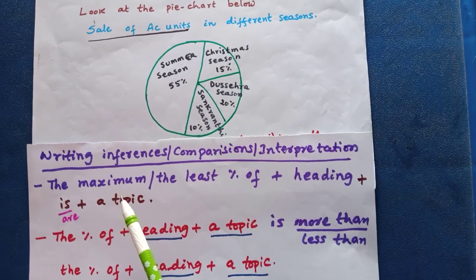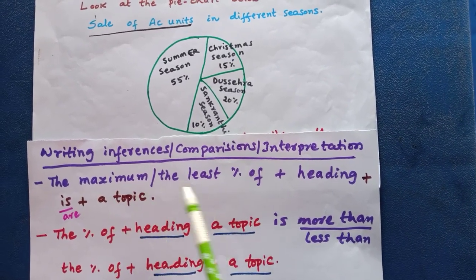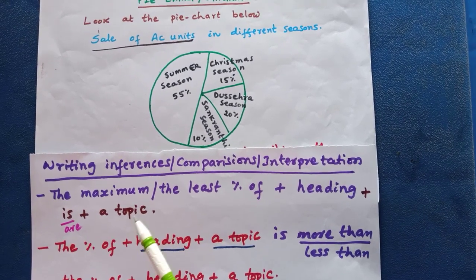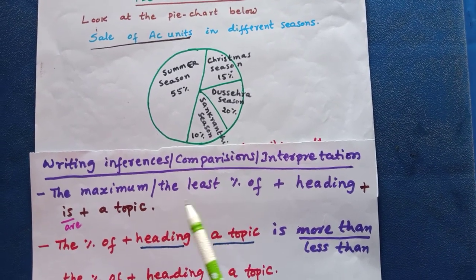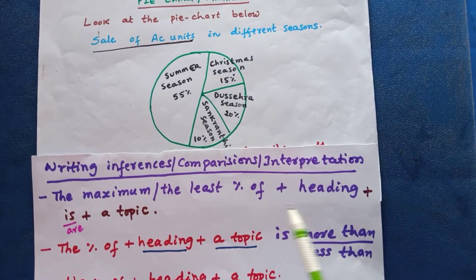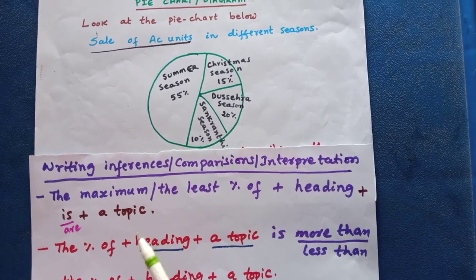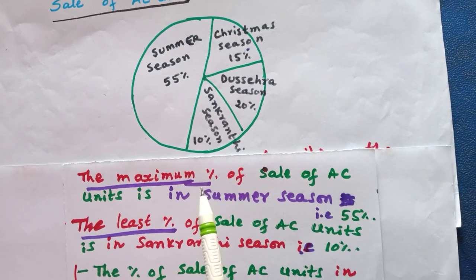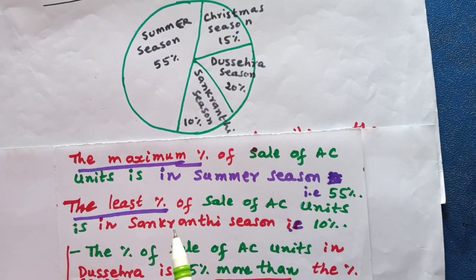The structure of the sentence may be like this: the maximum percentage of plus heading plus a topic. And the next sentence may be the least percentage of heading plus a topic name. Let us see in the form of sentences. So here we write the maximum value and the least values.